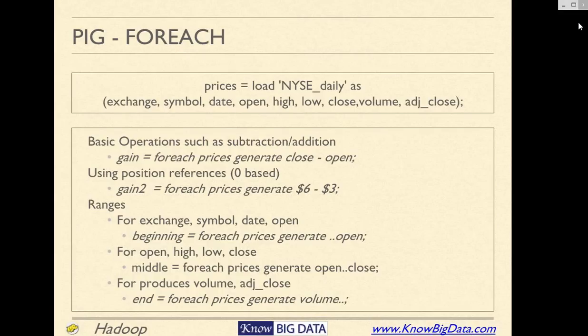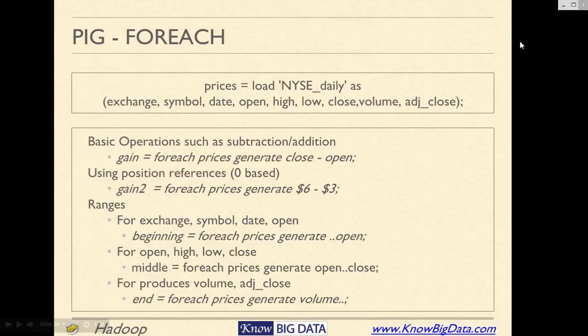So where do you use for each? If you want to do basic operations like subtraction and addition, you can say for each prices generate close minus open. So you're subtracting two values. You can also use positional references. If you don't want to use the name of the columns, you can also say $6 minus $3. So you subtract the third column from the sixth column.